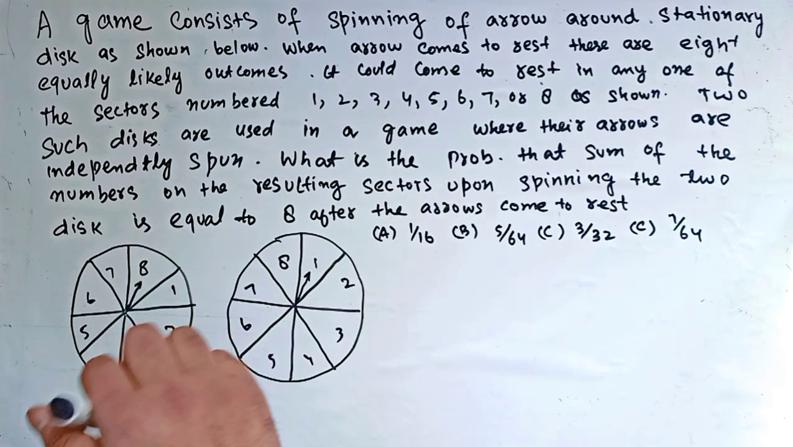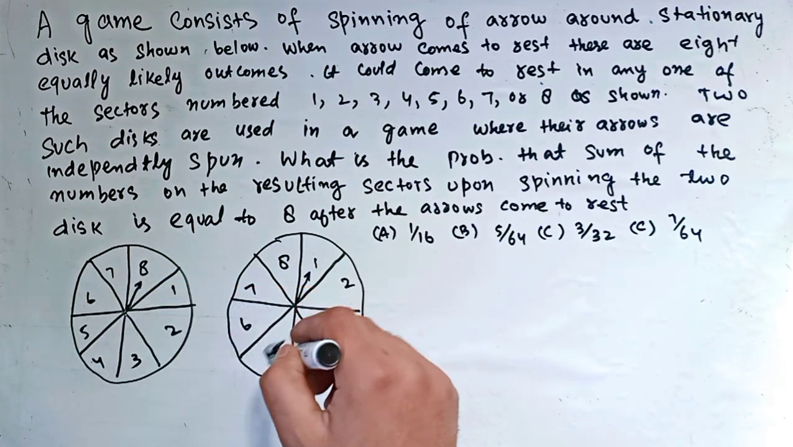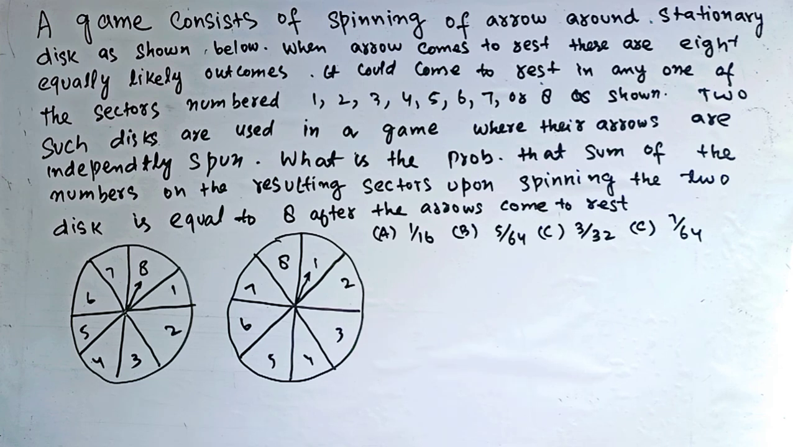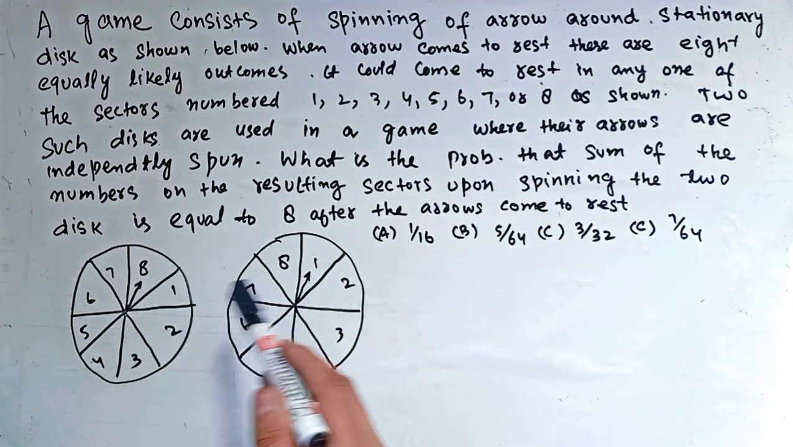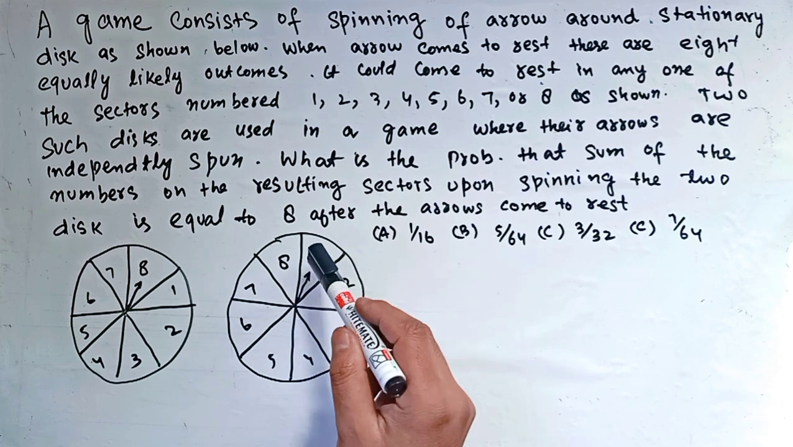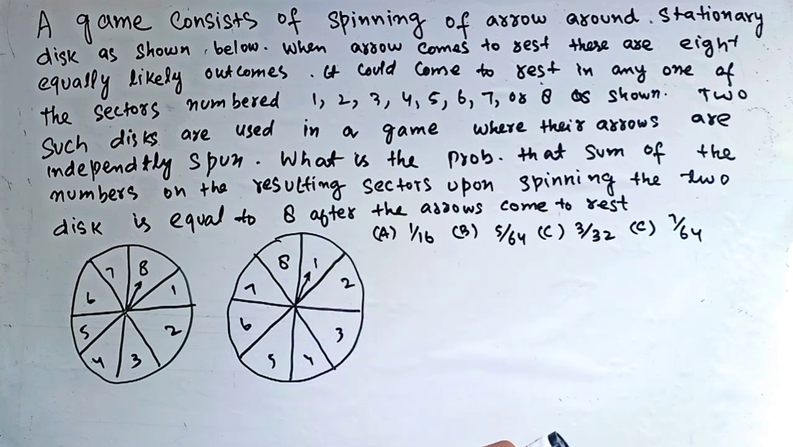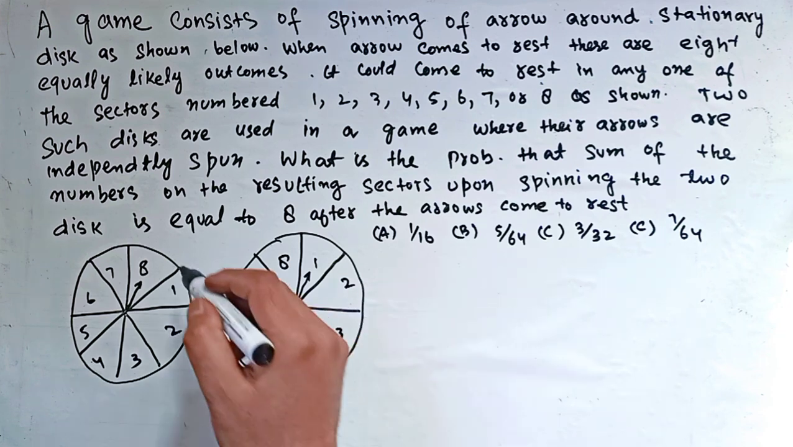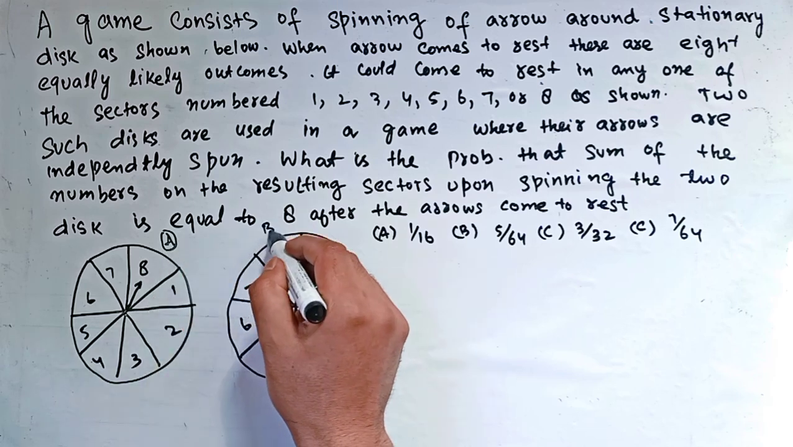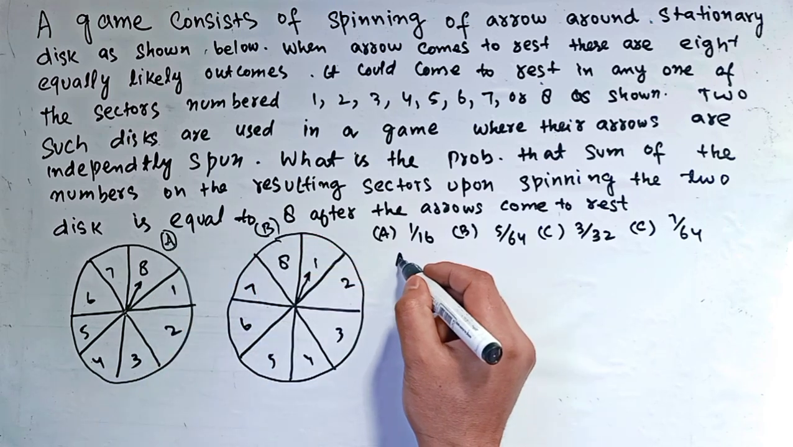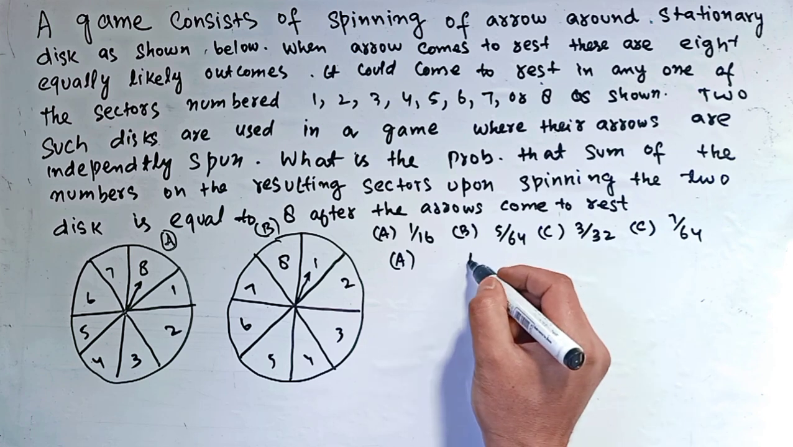So we have two disks. These are being spun simultaneously and independently. We have to find out, after these disks come to rest, what is the probability that the sum of the numbers comes out to be 8. So what can be the combination? Let us say this is spin A, spin B. I'm just giving the name to these two disks. So we have A and B.